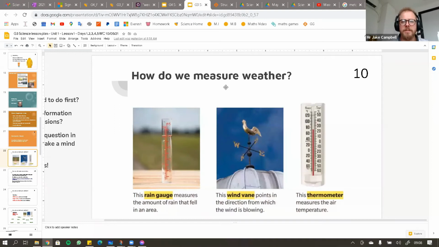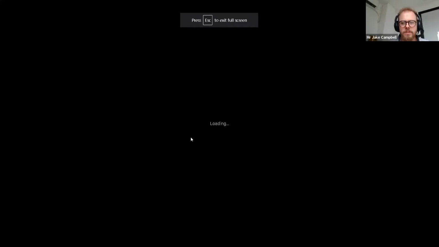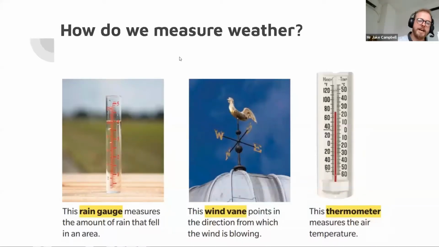All right, class. So today's lesson is going to be more of a recap on things we've learned in previous years. So how do we measure weather? Well, I have 3 examples of tools that are used. So Teddy, can you read for me? What is a rain gauge? This rain gauge measures the amount of rain that fell in an area.